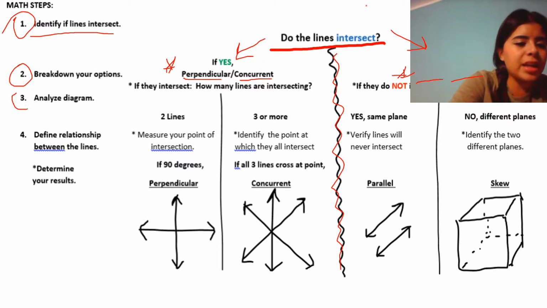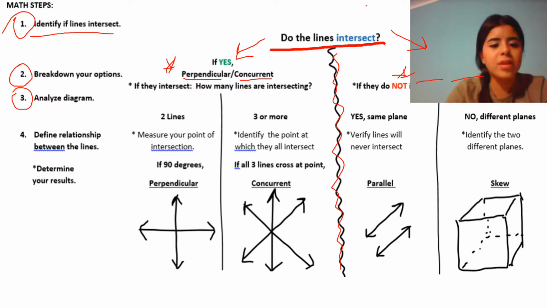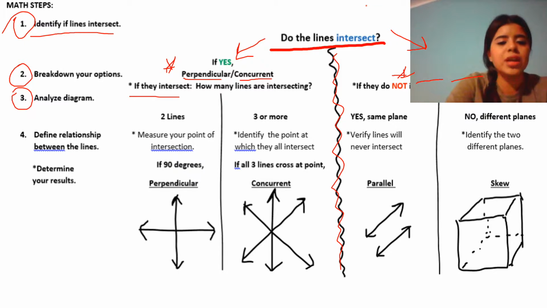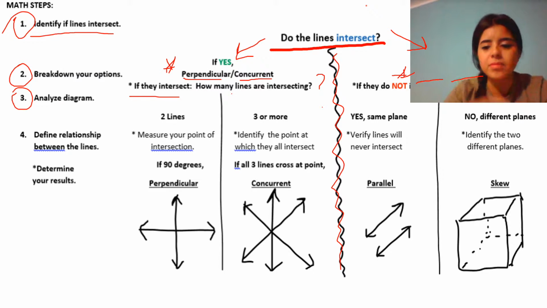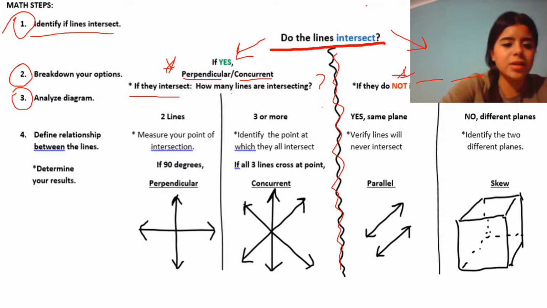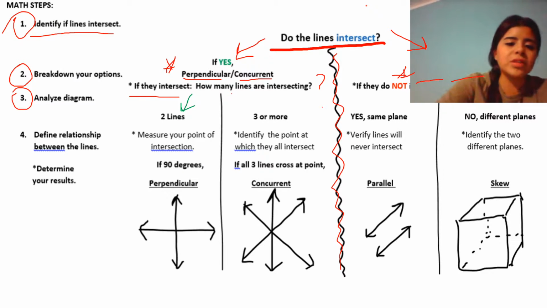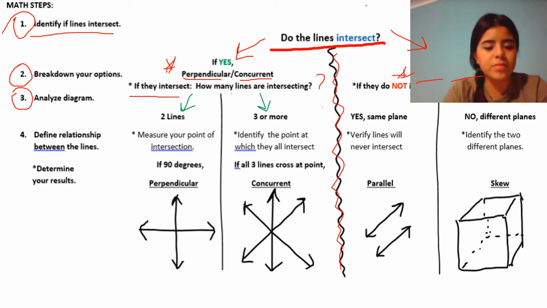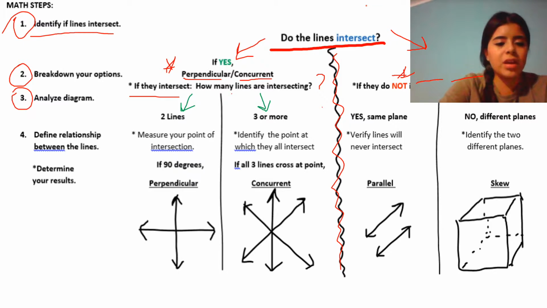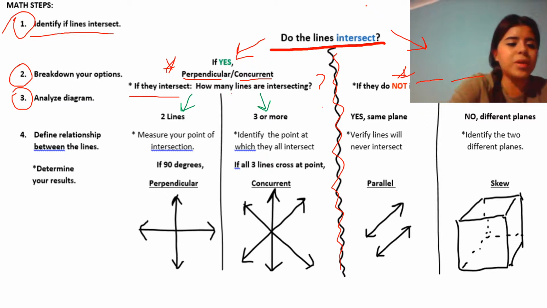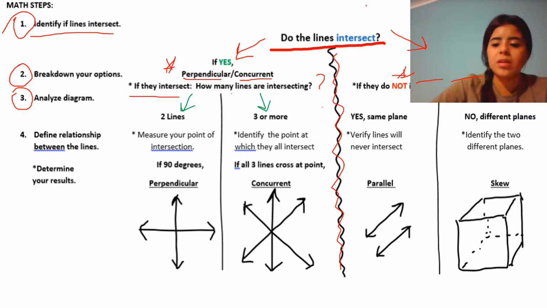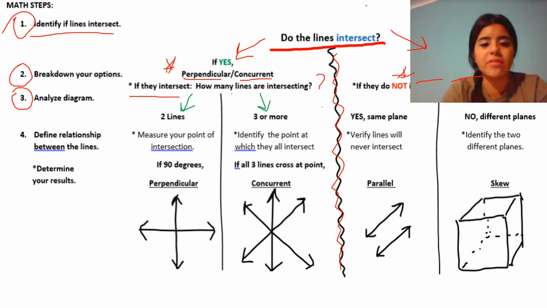We are going to be analyzing our diagram. If the lines do intersect, how many are intersecting? If it's only 2 lines, or is it 3 or more lines? Okay, so that's if they are intersecting.